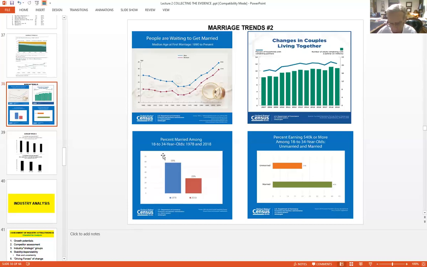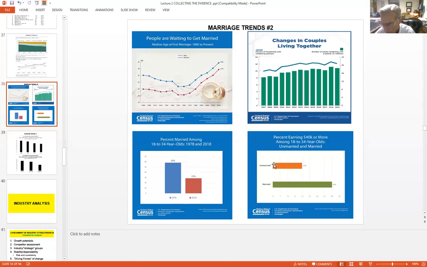The proportion of folks who are between 18 and 34 years old who were married back in 1975 was 59%. But by 2018, it had dropped by 29%, about half. We saw that earlier, didn't we? But this is a rather dramatic bar chart, isn't it? So folks up to the age of 34, less than a third were married last year, as opposed to almost 60% 40 years earlier.